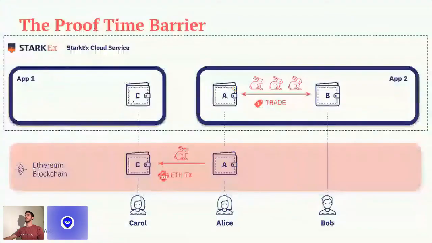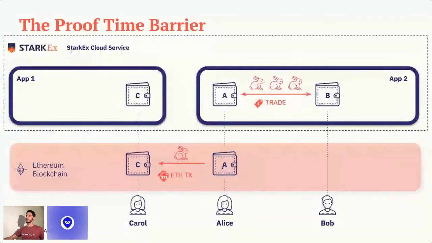Let me explain exactly what I mean. So here we have at the bottom the Ethereum blockchain. Here we have the StarkEx ecosystem, and we have two applications. Now, just to compare some interactions, when users want to, for example, trade in an off-chain system, it is very, very fast, as you can see here with the 3 rabbits. It is very cheap.